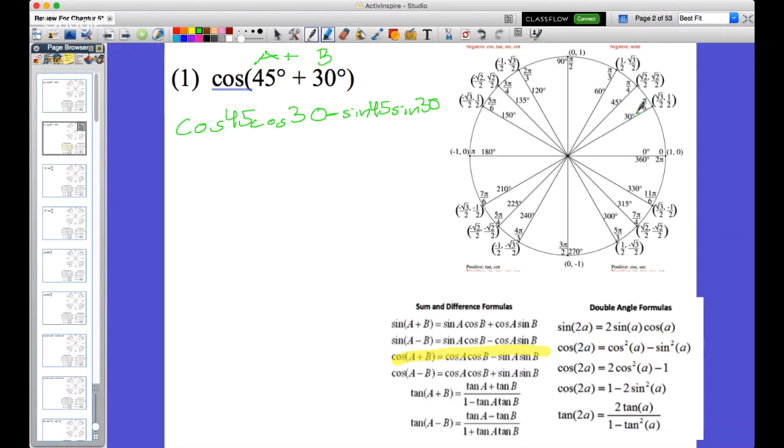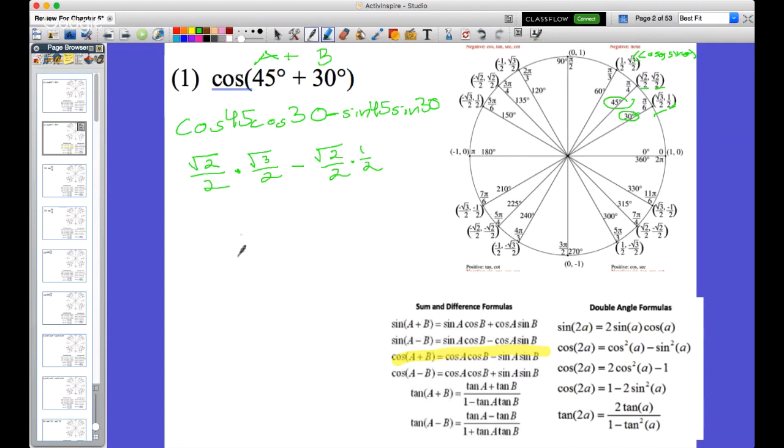Now, we are also identifying cosine and sine of 45. Remember that the cosine is the x value, and the sine is the y. So we're looking at the cosine of 45 degrees, which is root 2 over 2, times the cosine of 30 degrees, which is root 3 over 2. Then we subtract the sine of 45, which is again root 2 over 2, times the sine of 30, which is 1/2. Remember that sine is your y, cosine is your x.